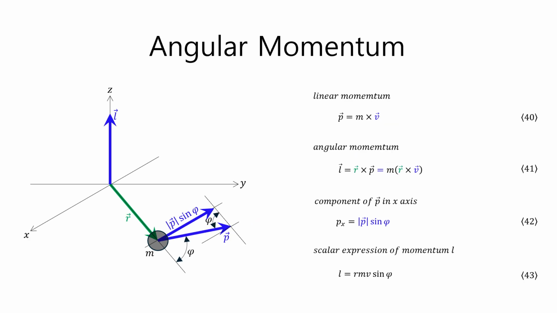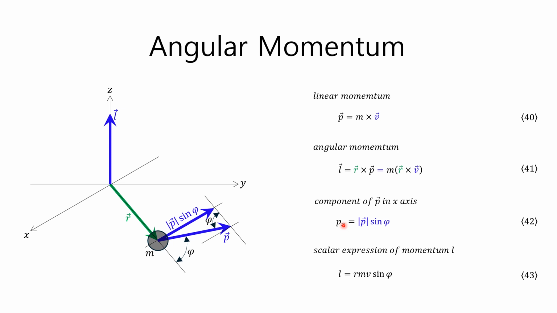Let's derive an equation for the angular momentum of a point mass. The linear momentum vector can be expressed as the mass times the velocity vector, as in equation 40. On the other hand, the angular momentum can be expressed as the vector product of the position vector and the linear momentum vector p, as in equation 41. As before, the order of vector multiplication is important because the direction of the resulting vector changes if the order of vector multiplication is changed. The position vector comes first and the linear momentum vector comes after.